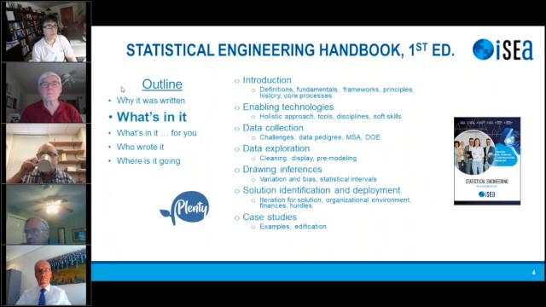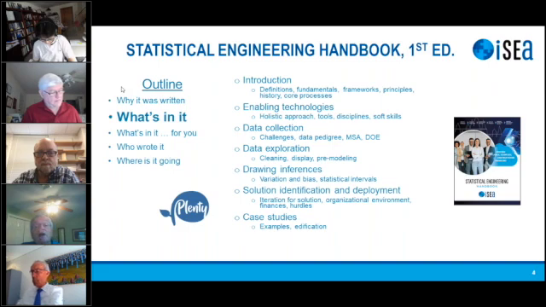So what's in it? We start out with a broad introduction: definitions, fundamentals, framework, principles, and a history of statistical engineering, some of the core processes. We talk also about our enabling technologies. We introduce a holistic approach involving some tools for teams, some disciplines necessary, many of the soft skills going into organizational leadership, and so on. That's the second chapter. The third chapter is on data collection, involving the things that challenge us in data collection. I'll describe that in a while.